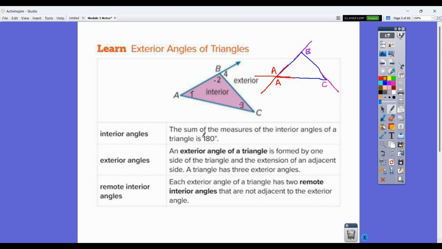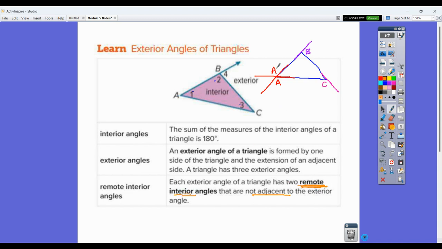The sum of the measures of interior angles was 180. We talked about that. We talked about what an exterior angle is. And so now we have to talk about this idea. Each exterior angle of a triangle has two remote interior angles that are not adjacent to the exterior angle. Remote usually means far away, something that's way out there, and they're interior angles.